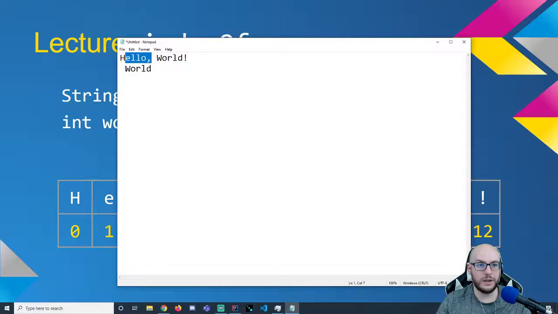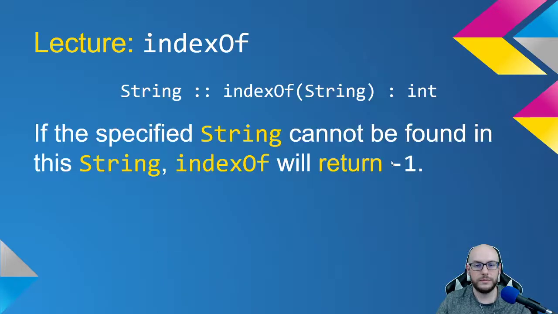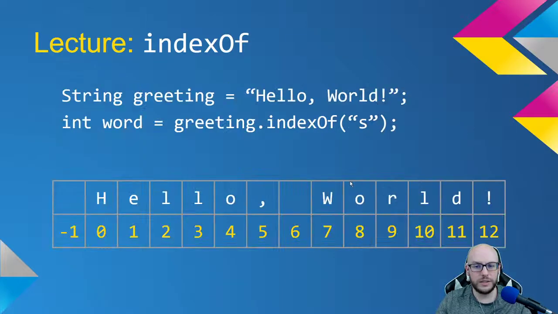Are these 5 characters world? Are these? Right, we'll keep going. We're going to see coding bats, very similar to this. We would keep going until we got to this spot, and the spot that we're at is index 7. If the specified string cannot be found in this string, indexOf will return a -1. So this is kind of an error, not exactly.